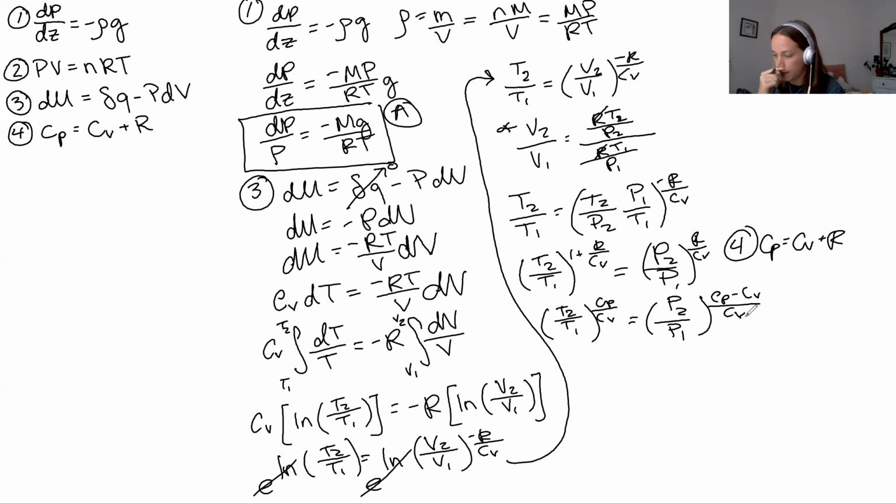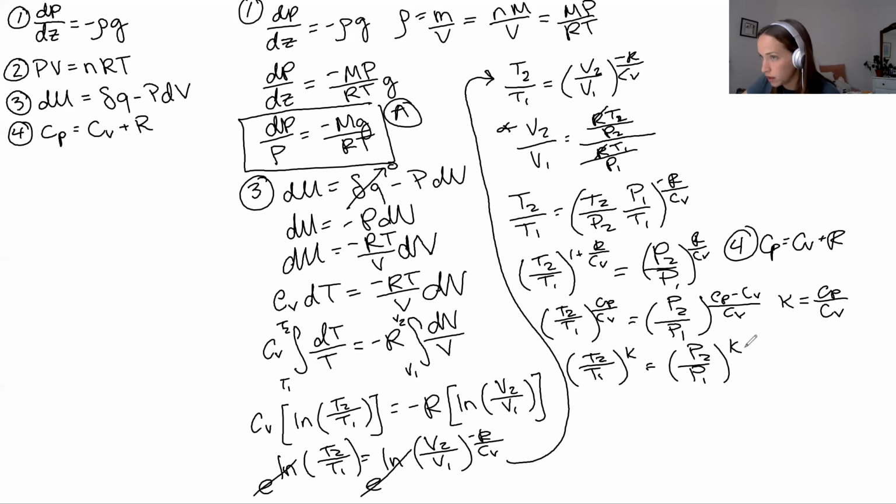Okay. And now, to make things simpler, I'm going to make CP over CV equal to K, variable K. So then we will have T2 over T1 is equal to P2 over P1 raised to the K minus 1 over K.